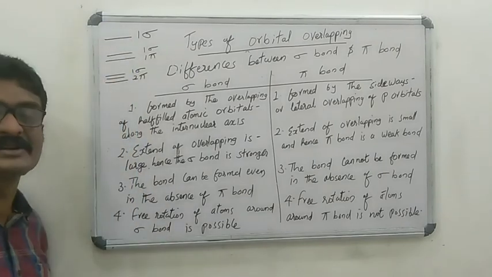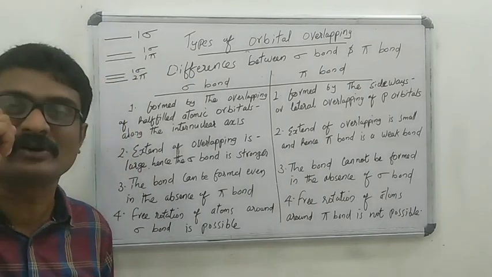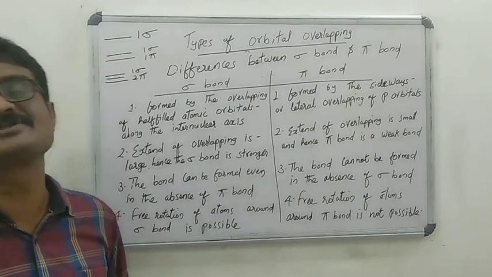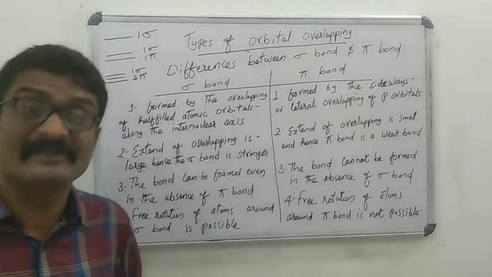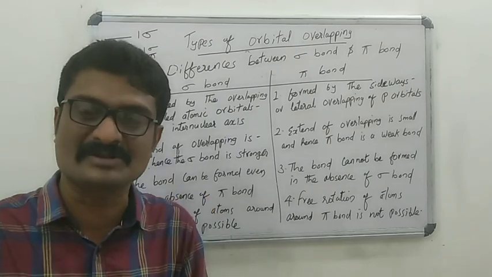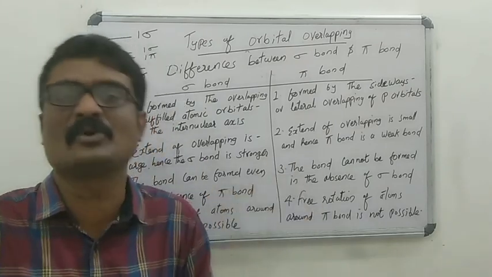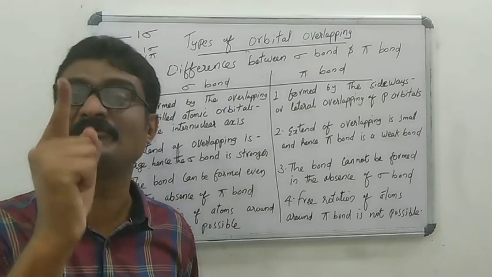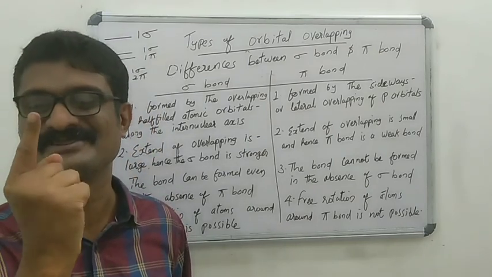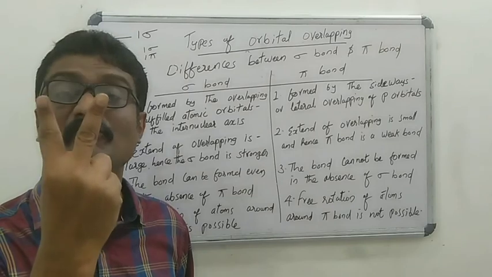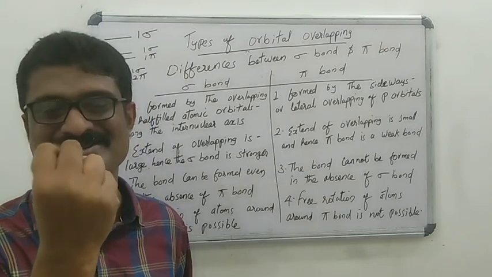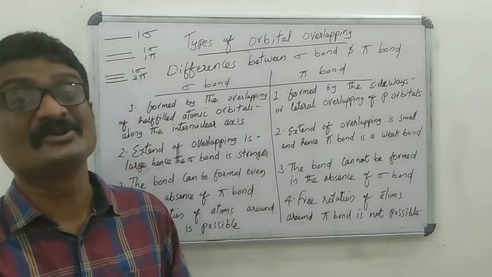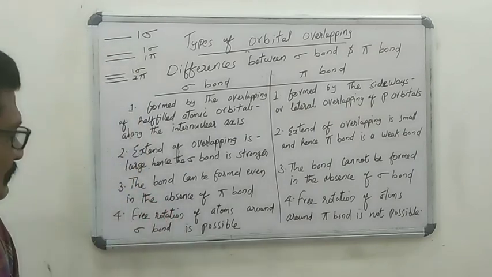Every bond consists of one sigma bond, then the rest of the bonds are pi bonds. That means single bond consists of one sigma bond, zero pi bond. Double bond consists of one sigma bond, one pi bond. Then triple bond consists of one sigma bond, two pi bonds.